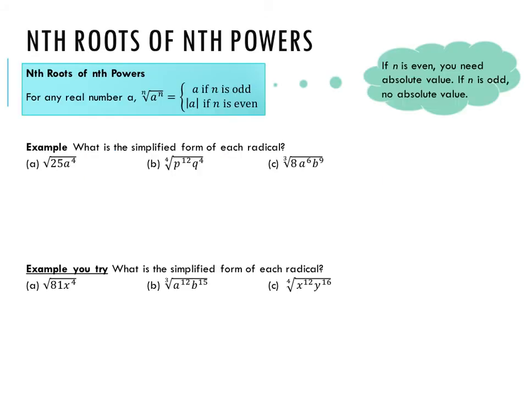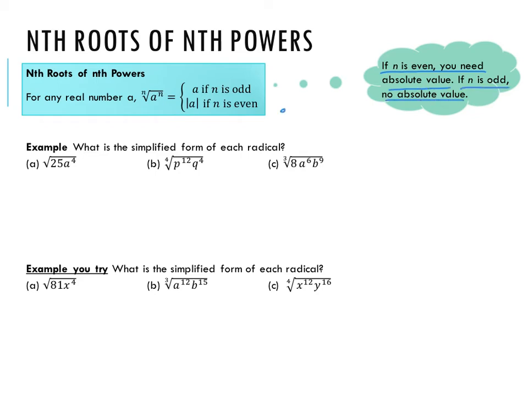Okay, nth root of nth powers. So for any real number a, the nth root of a to the nth is a if n is odd, and the absolute value of a if n is even, meaning if n is even, you need the absolute value. If n is odd, no absolute value.